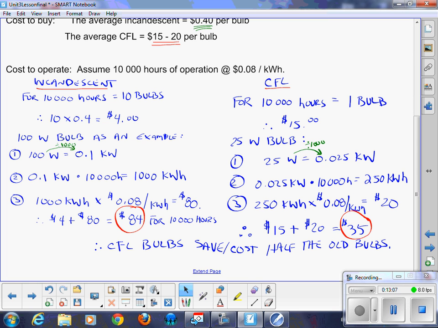So that's why we're moving that way. Yes, the cost is loaded up front. It does cost more to buy them, but running them saves you a lot of money in the long run. So there you are.